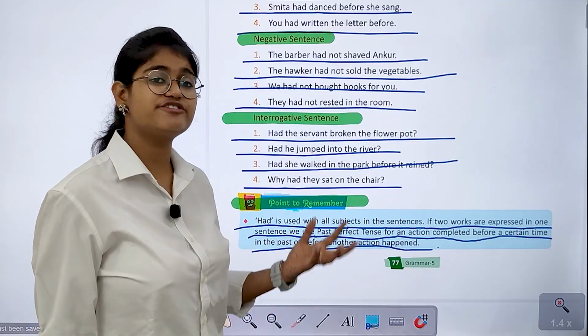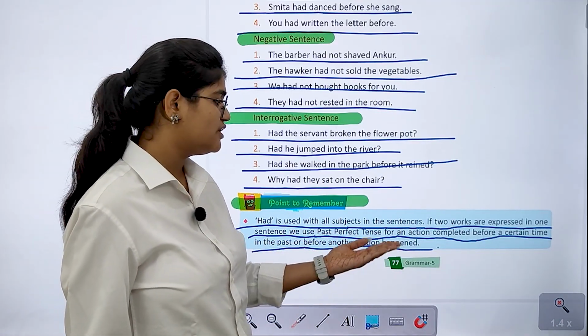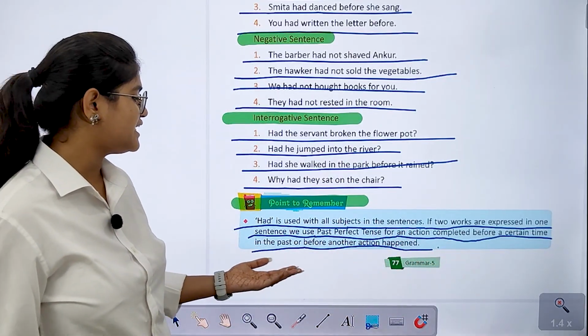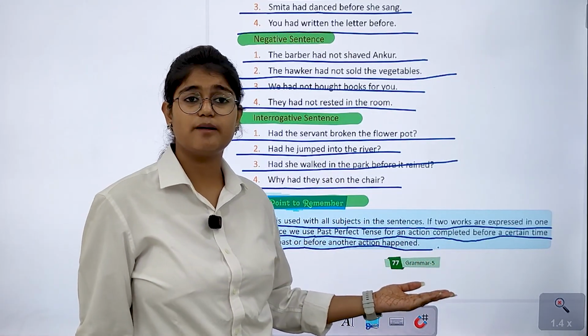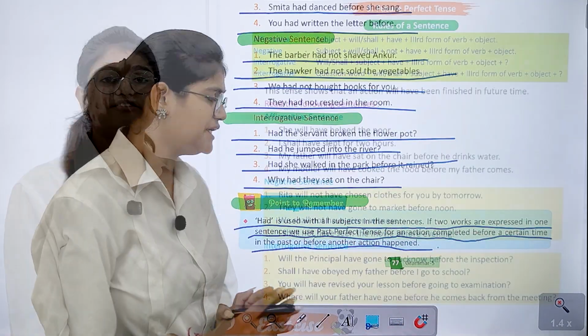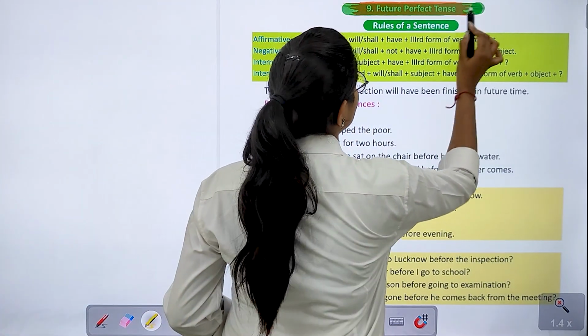देयर आर टू एक्शंस जो कि हम उस सेंटेंस में डिस्कस करेंगे, तो वी यूज पास्ट परफेक्ट टेंस फॉर एन एक्शन जो काम कंप्लीट हो चुका है और एक सर्टेन टाइम कि वो दूसरे काम को शुरू होने से पहले ही खत्म किया जा चुका था. राइट? तो नेक्स्ट अप वी हैव दैट इज future perfect tense.